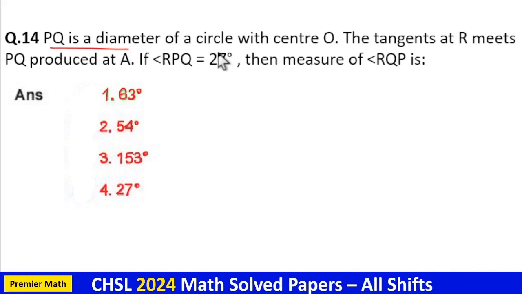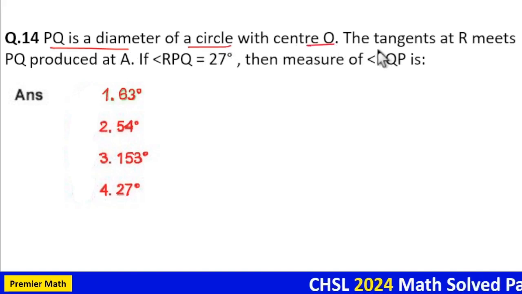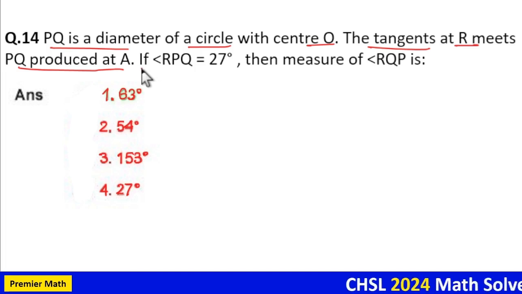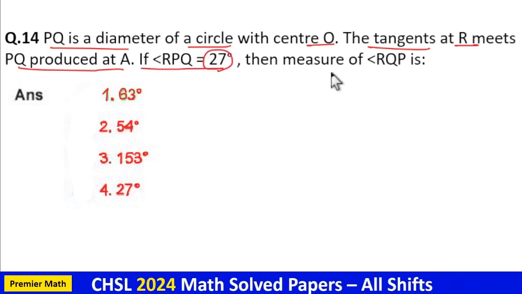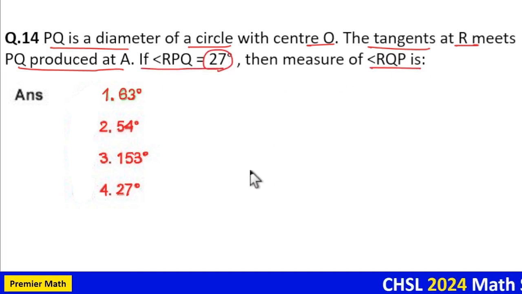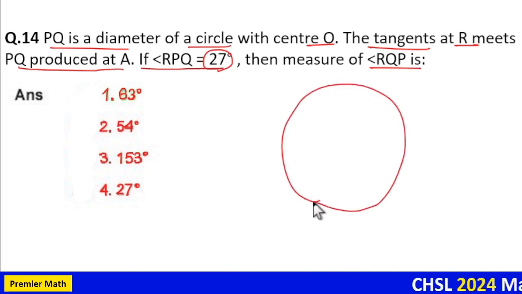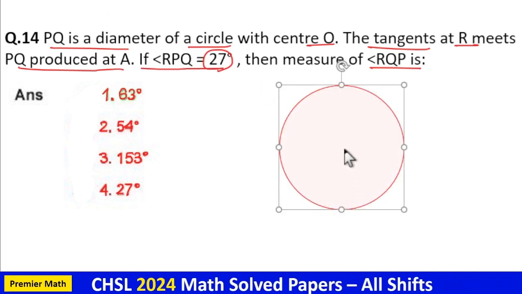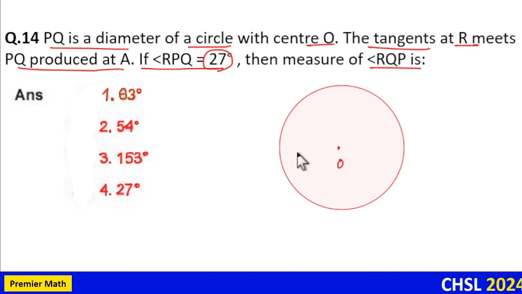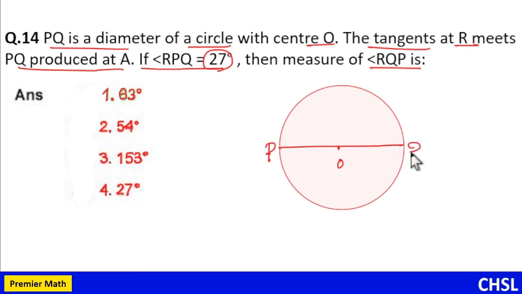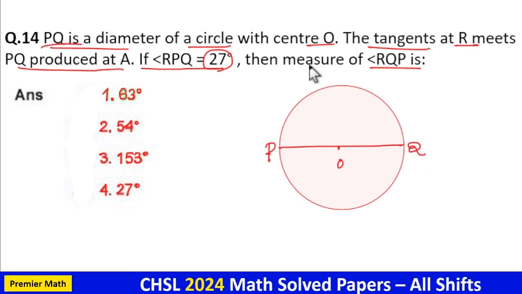PQ is the diameter of a circle with center O. The tangent at R meets PQ produced at A. If angle RPQ is 27 degrees, then what is the measure of angle RQP? Here, this is the circle with center O. Now, PQ is the diameter.